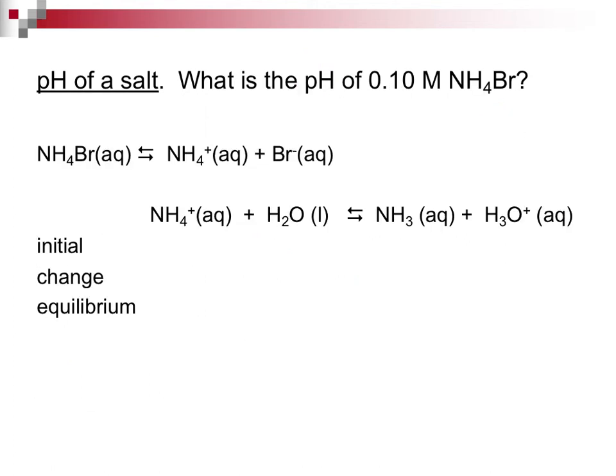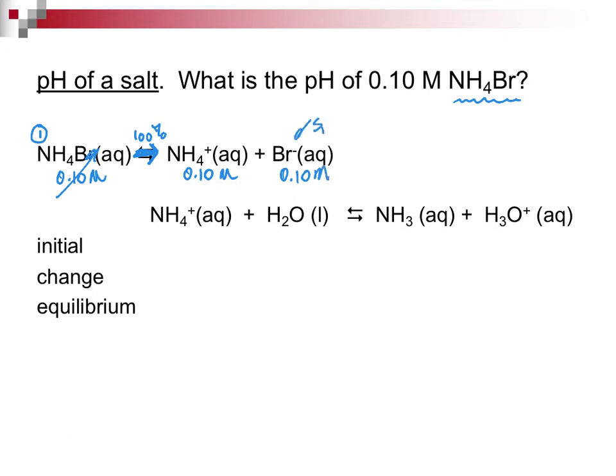You can have a salt that gives a basic solution, or you can have a salt that gives an acidic solution. So my first equation says, let's dissociate our salt 100%. And ooh, there is a mistake, because that should be a single arrow. If we have 0.10 molar of NH4Br, ammonium bromide, we know it totally dissociates to make ammonium and bromide ion.